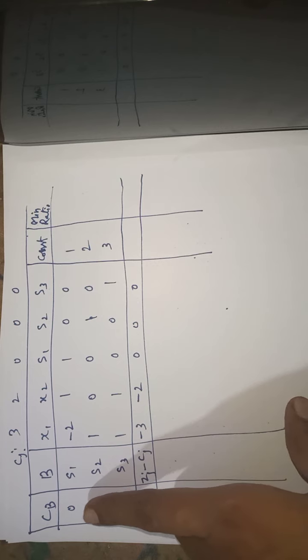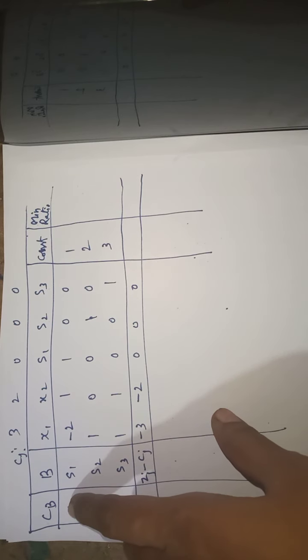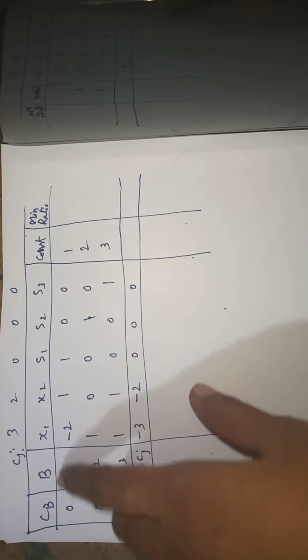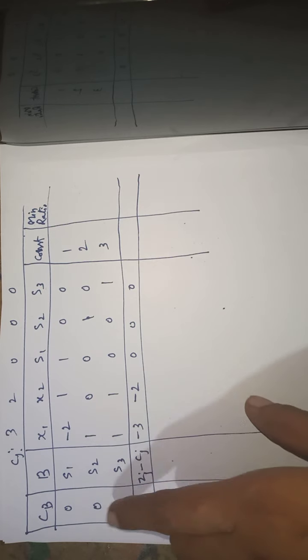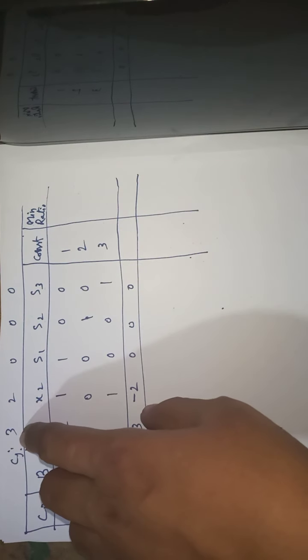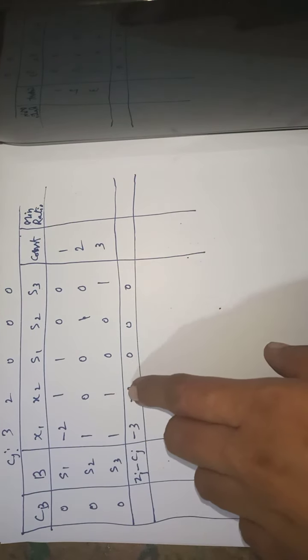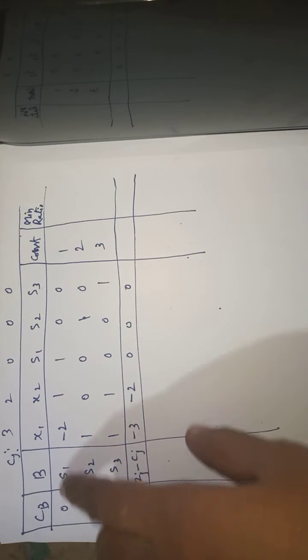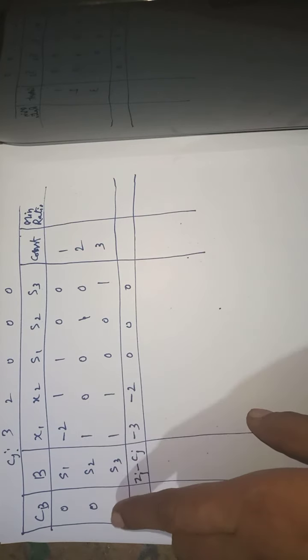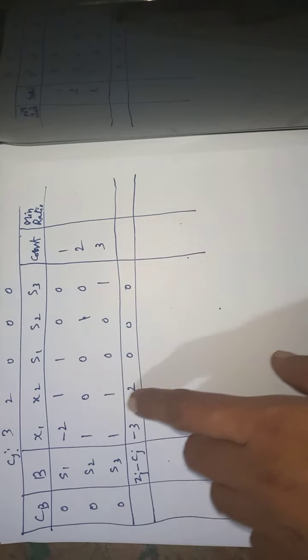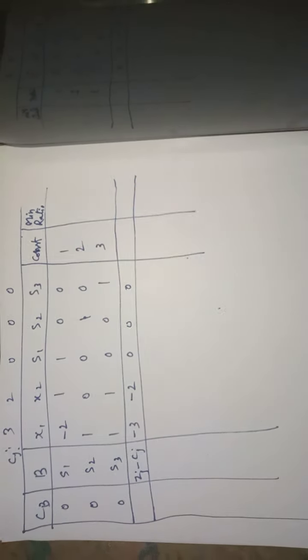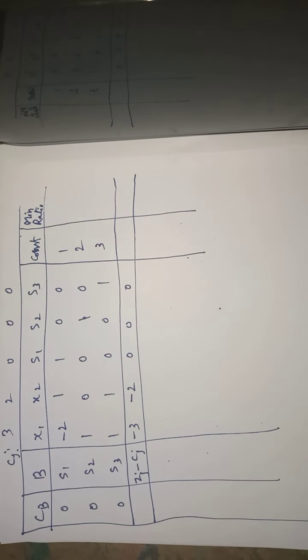Now here, how did we calculate Zj minus Cj? This column into this column, this into this, plus this into this, plus this into this, minus this. In the same way, the next one also: this into this, plus this into this, plus this into this, minus 2. In the same way, the remaining columns also we have to write. Now, like this, we have got the index table.